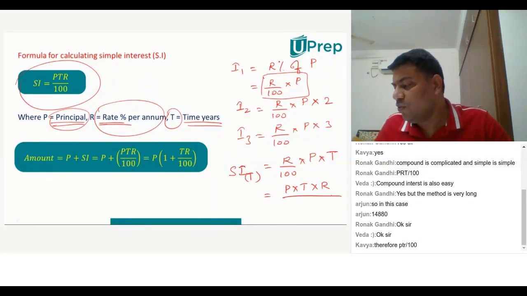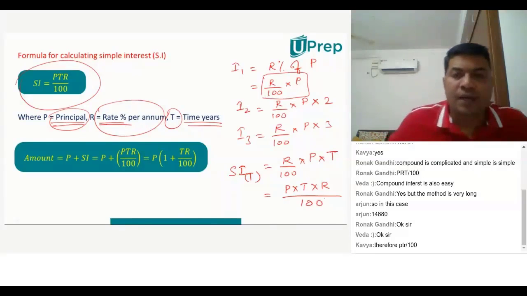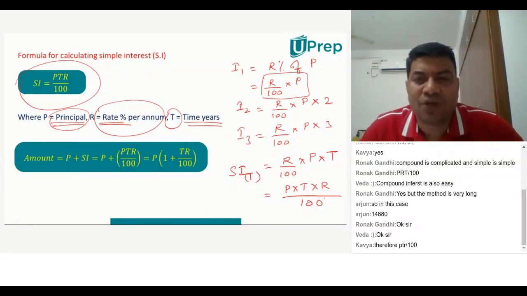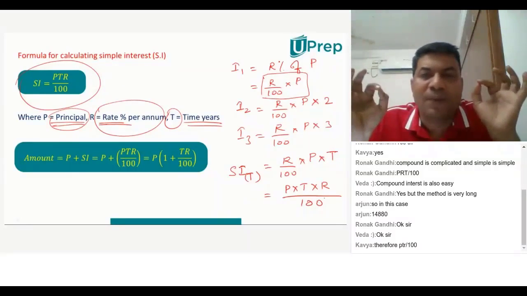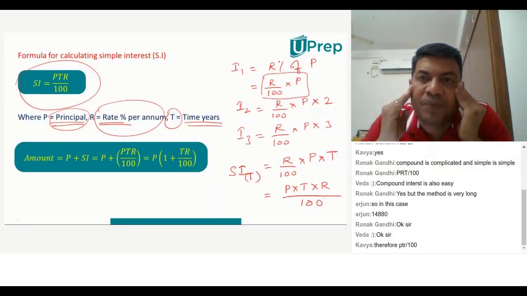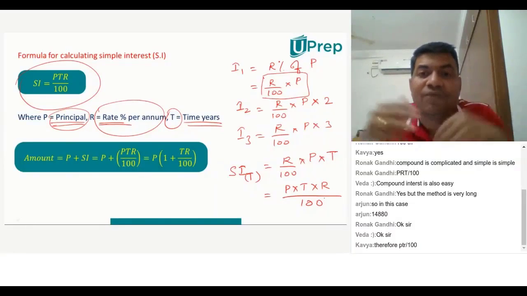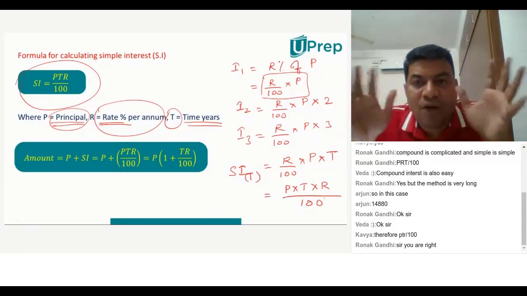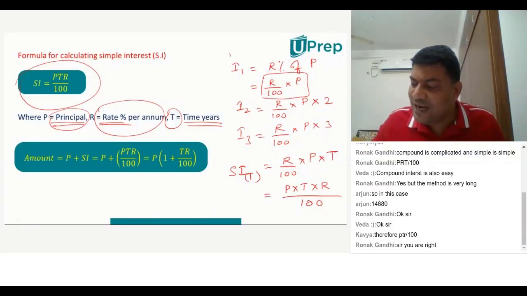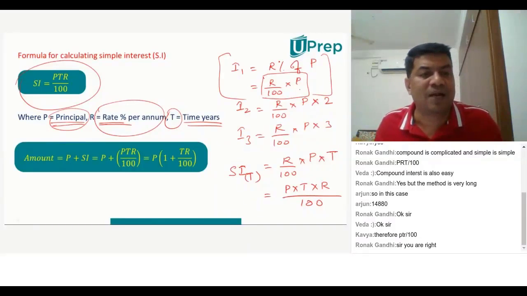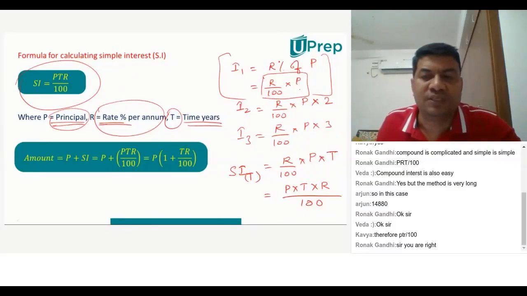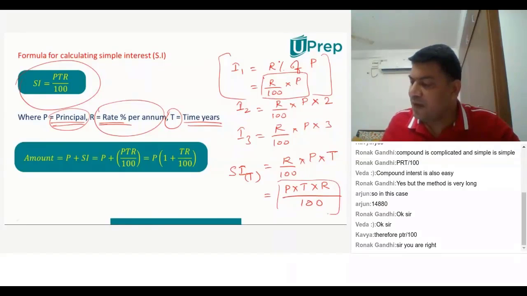Trust me, children, in most schools, most teachers, even when I was taught at school, we were just taught this formula PTR by 100. We never understood what it means. We just used to solve the problems. Later in life, we actually understood what it means. But now, what I need you to understand is that it's not just a formula. This formula comes from the basic understanding of what simple interest is. Simple interest is nothing but R% of principal, and if it is for T years, it is R% of P multiplied with the number of years, T. That's how your formula PTR by 100 has come.